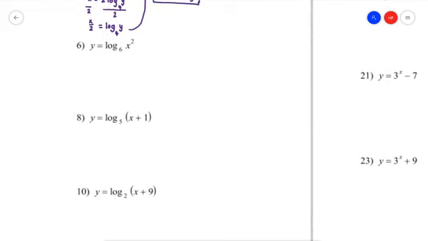So the same thing on number 6. We're going to bring down that 2 and switch the x and the y. Divide by 2. And then convert. So 6 to the power of x over 2 is equal to y. And then, just like the last one, we're going to write it with the index as 2 and the power as x.